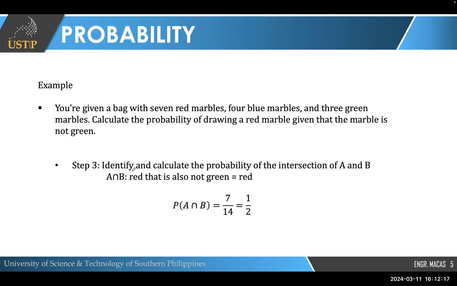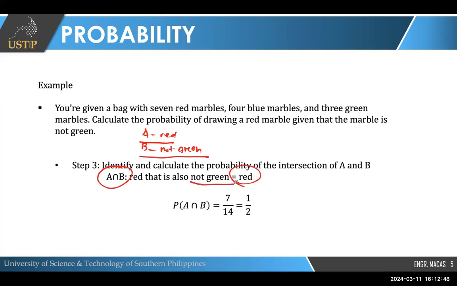So, step 3 is to identify and calculate the probability of the intersection of event A and event B. So, unsa man na? A na to, ato lang i-list dire. From the previous slide, A is red and B is not green. So we want to find the intersection of this. Unsa man na nga i-identify nato unsa na nga intersection. Unsa na nga marble nga red siya. Yeah, at the same time dili siya green. And it's very straightforward. Ang answer is red.